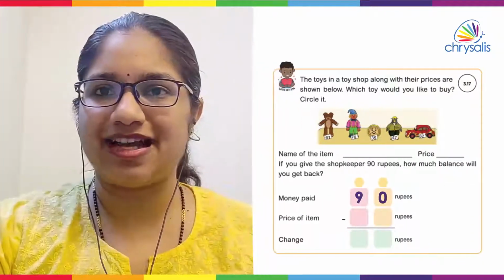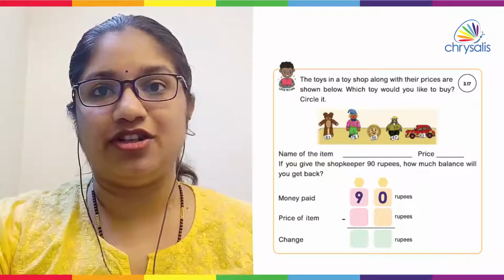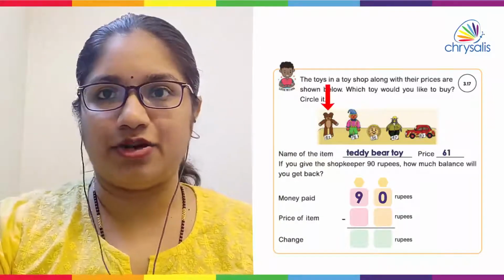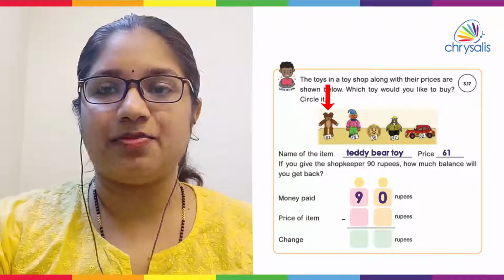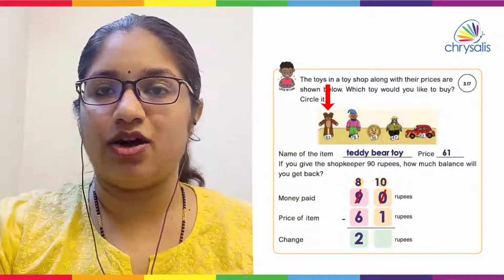Have we all completed the activity? So let's check our answers. Children, I chose the teddy bear toy. So I subtracted 61 from 90. The answer I got was 29.